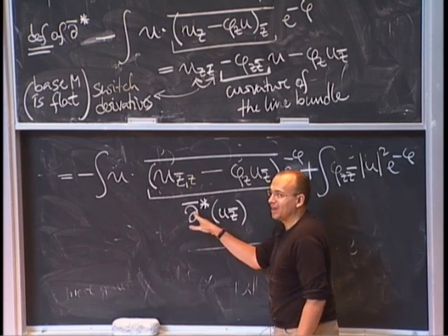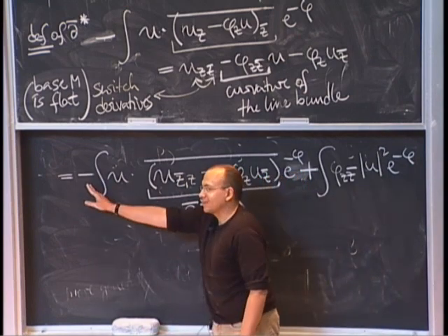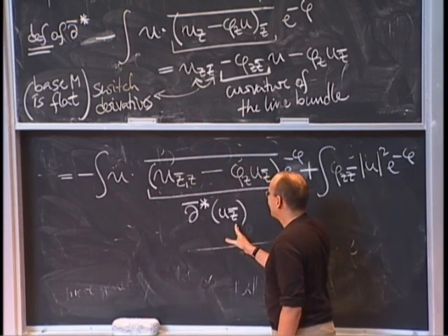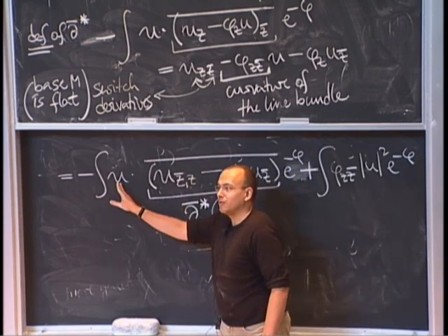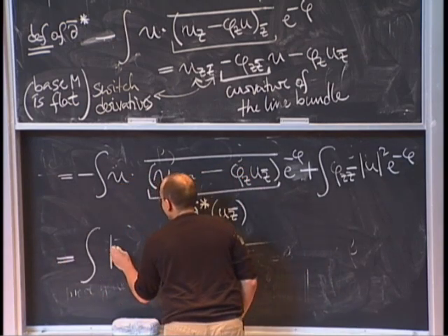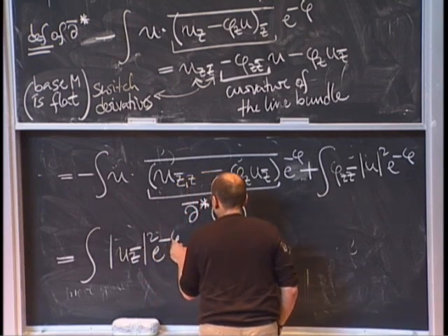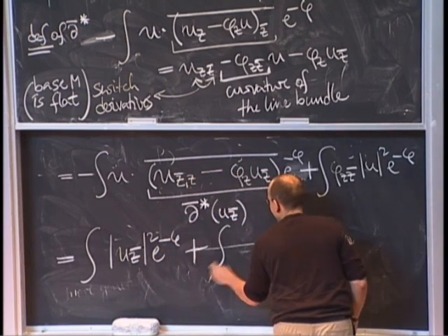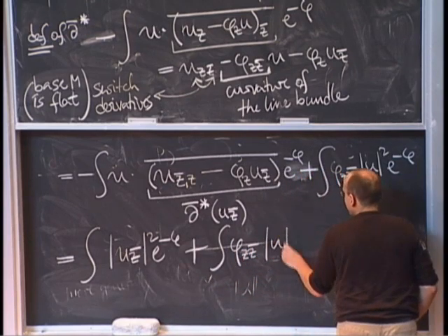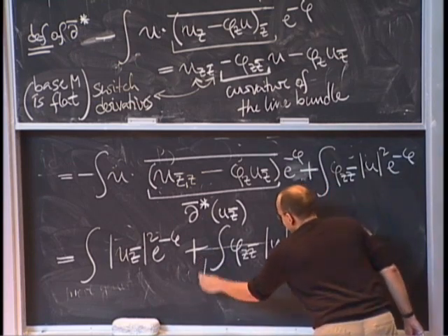It's plus or minus the d bar star, but the way it actually works out is that it goes on the other side with a minus. So the minus sign goes away. So it hits with a d bar on the other side. So actually what you're going to get is the integral of u sub c bar squared e to the minus phi plus the integral of phi sub cz bar u squared e to the minus phi. And this is the good term.